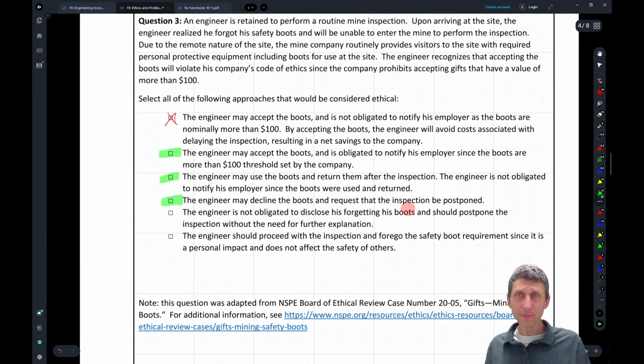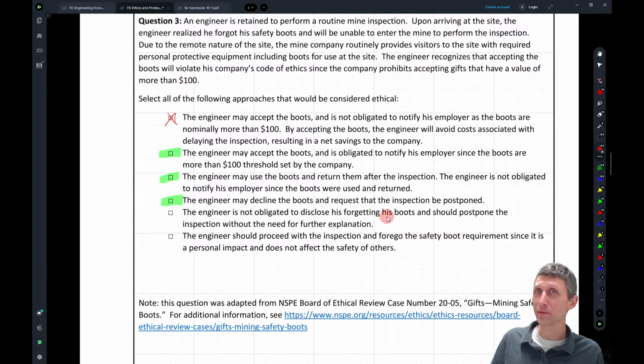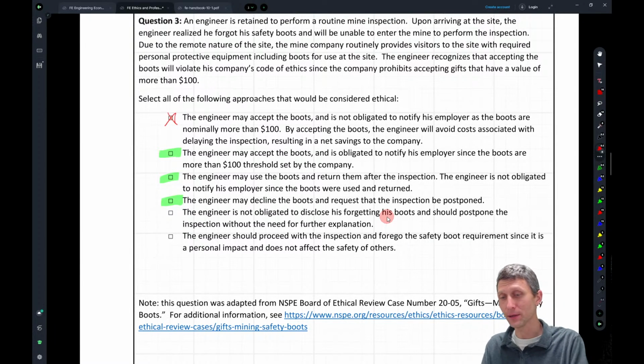Okay, there are some assumptions you have to make here, but I'm making some of those as we go. Let's look. The engineer is not obligated to disclose his forgetting his boots and should postpone the inspection. Honestly, if you're not disclosing the reason for postponing the inspection, I don't think that's being a faithful agent. I think you need to own it where you screw up. Personally, that's my opinion.